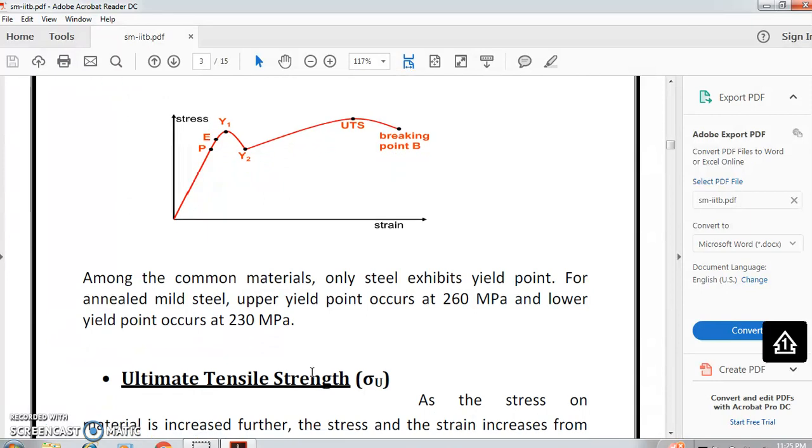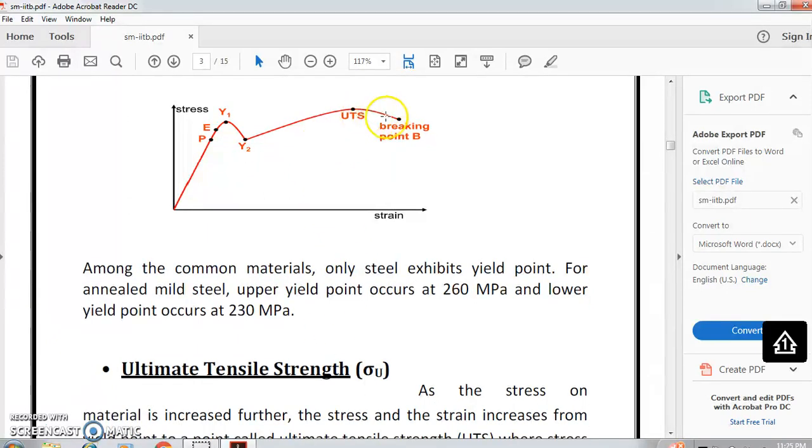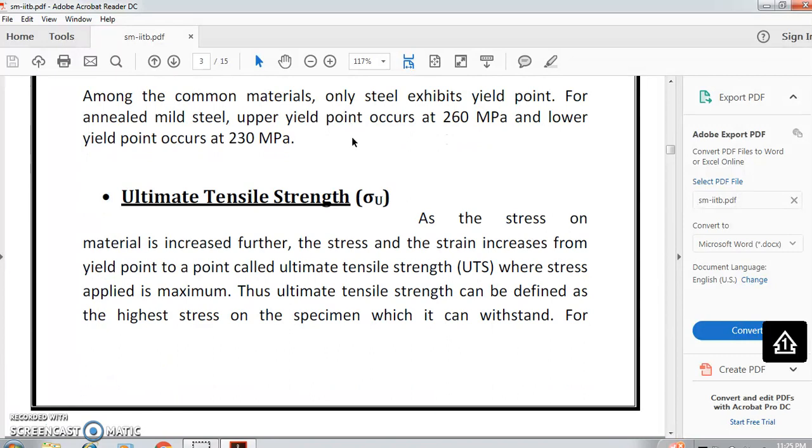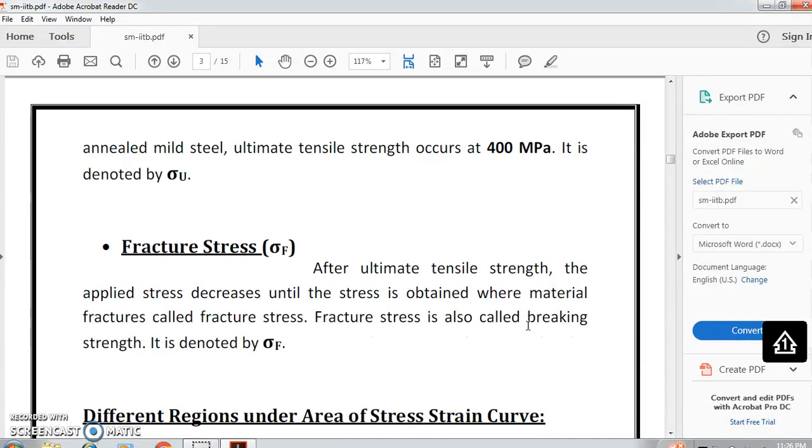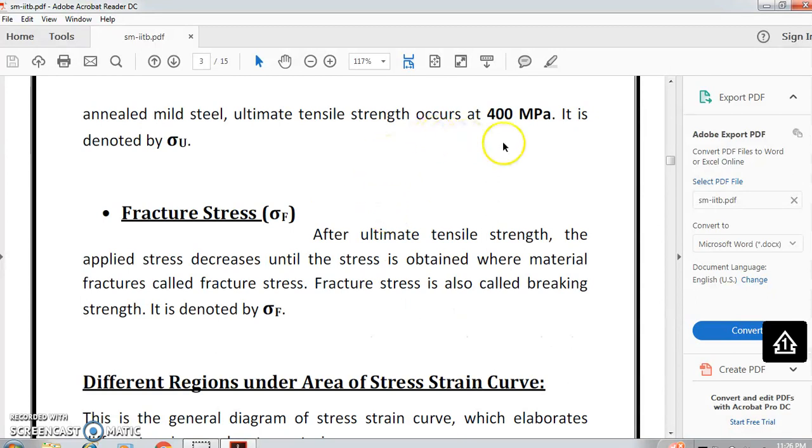The next stage of our stress strain diagram is UTS, meaning ultimate tensile strength. Generally it is represented by sigma U, and the corresponding developed stress is the ultimate stress. As the stress on the material is increased further, the stress and the strain increase from the yield point to a point called the ultimate tensile strength, where the applied stress is maximum. Thus, the ultimate tensile strength can be defined as the highest stress on the specimen which it can withstand. For mild steel, the ultimate tensile strength occurs at 400 megapascals.